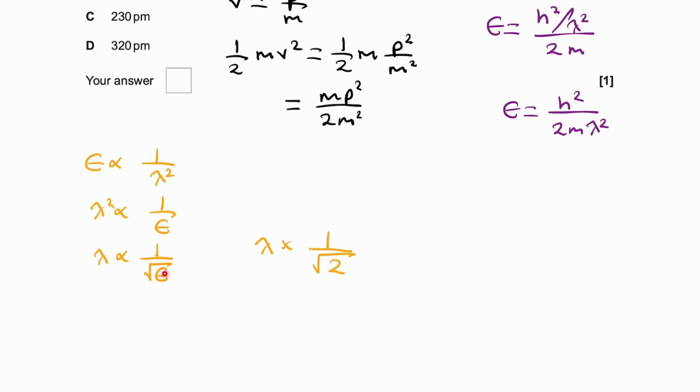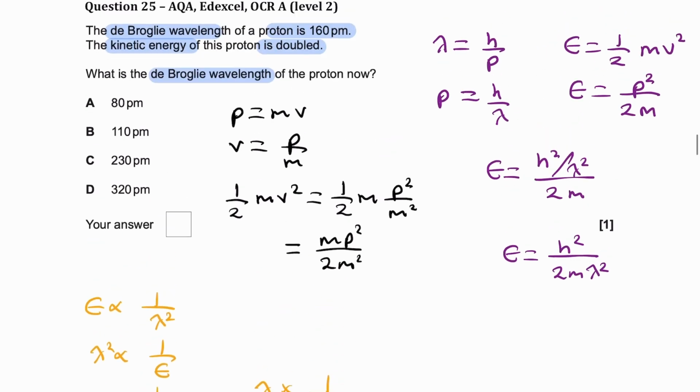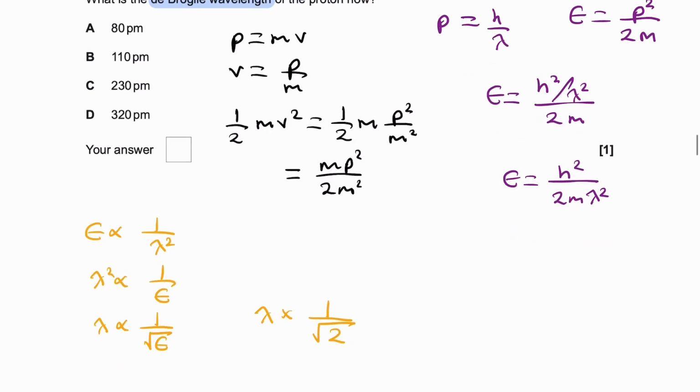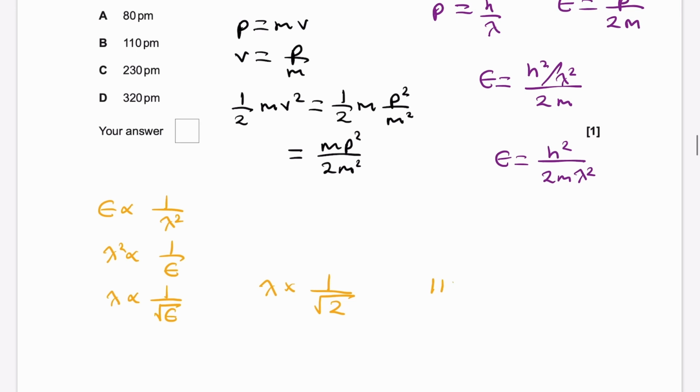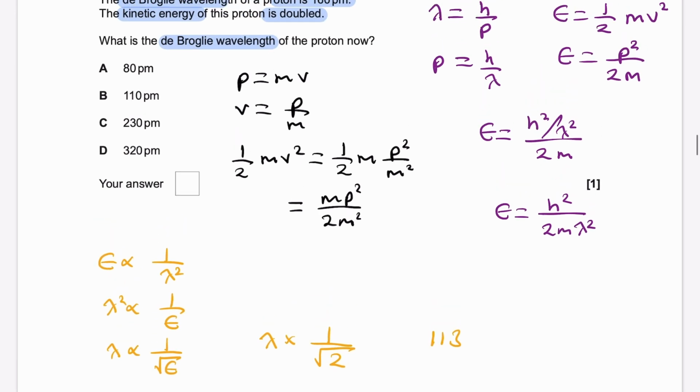So just changing the E into the factor by which it changes, changing the proportionality into a multiplication sign. This form of the expression is the same as what we have over here. Lambda gets multiplied by 1 over root 2. It was 160 to begin with, so if I times 160 by 1 over root 2, I get 113, and that is option B.